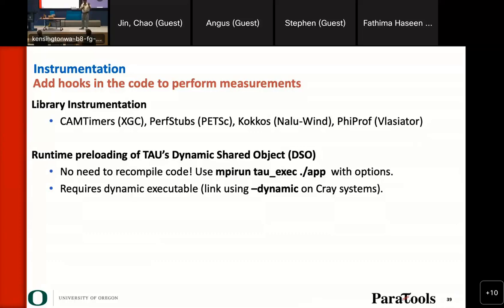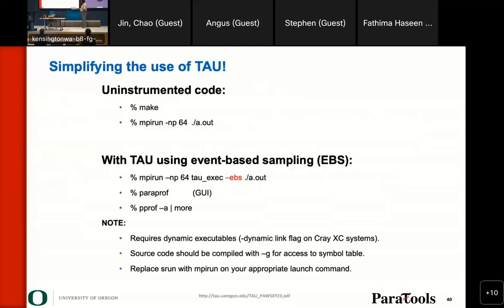I don't care which library you use, but we should be able to map that into the TAU calls and generate profile data in such a way that the application is still uninstrumented. You just have the same binary. You just launch it with tau_exec, and then you can see all the interfaces through that. And then we have the tau_exec tool, which allows you to preload TAU's DSO, dynamic shared object, into the execution.